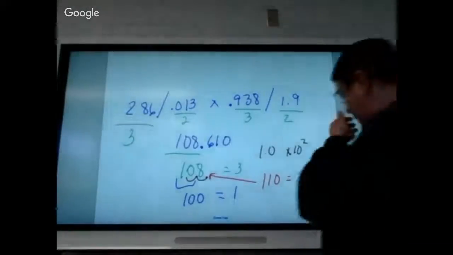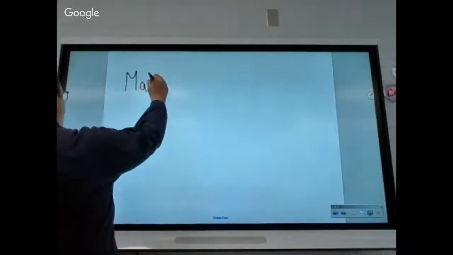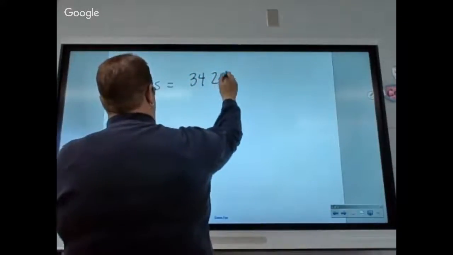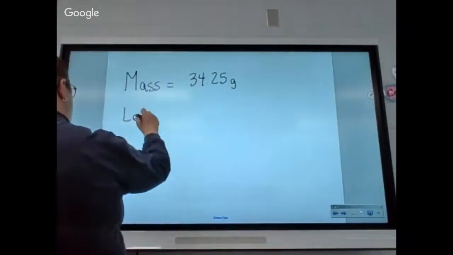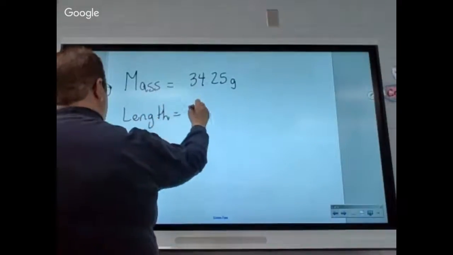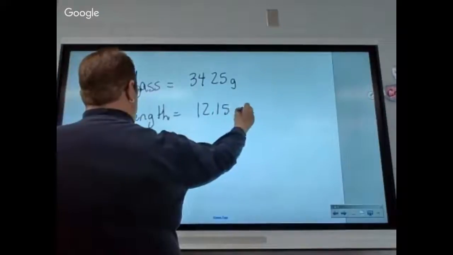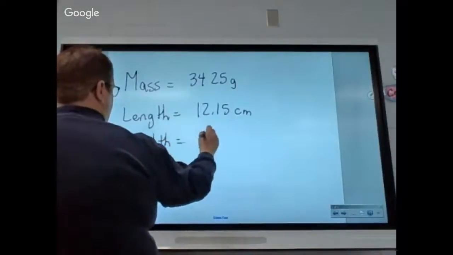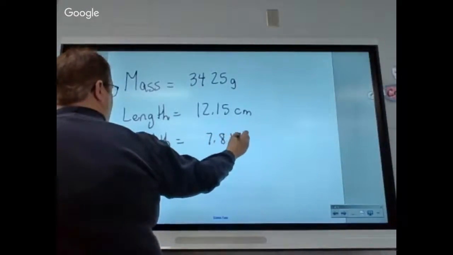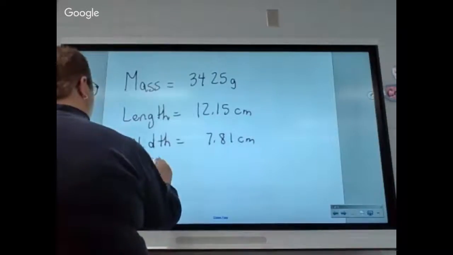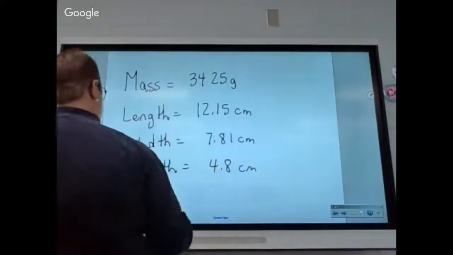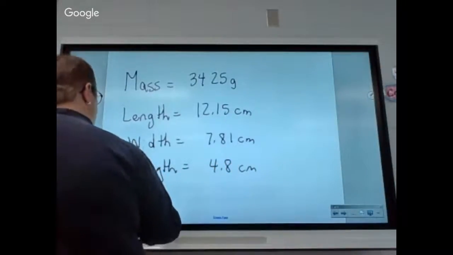All right, so let's say that I sent you to the lab and you have a block of wood. The mass of the block of wood is 34.25 grams, and the length of the block of wood is 12.15 centimeters. The width is 7.81 centimeters, and the length is 4.8 centimeters.